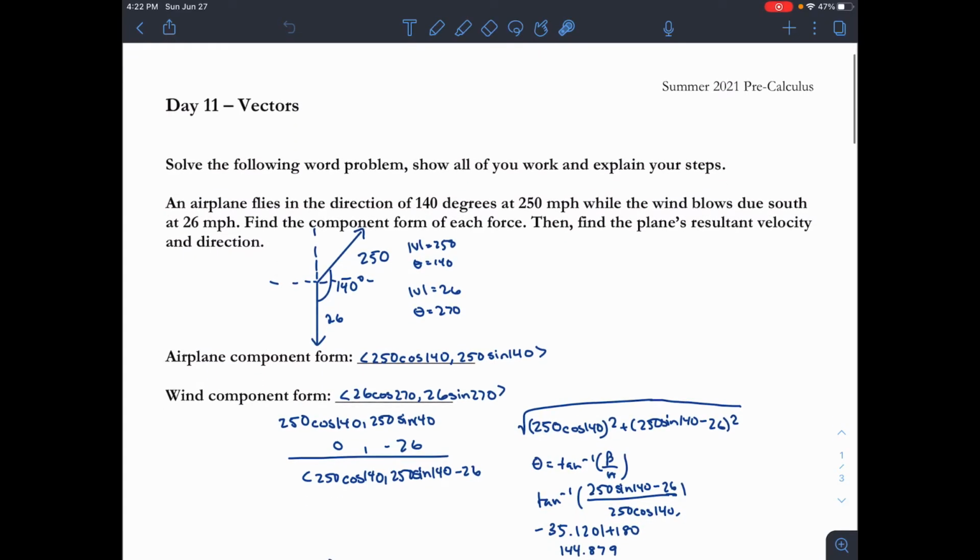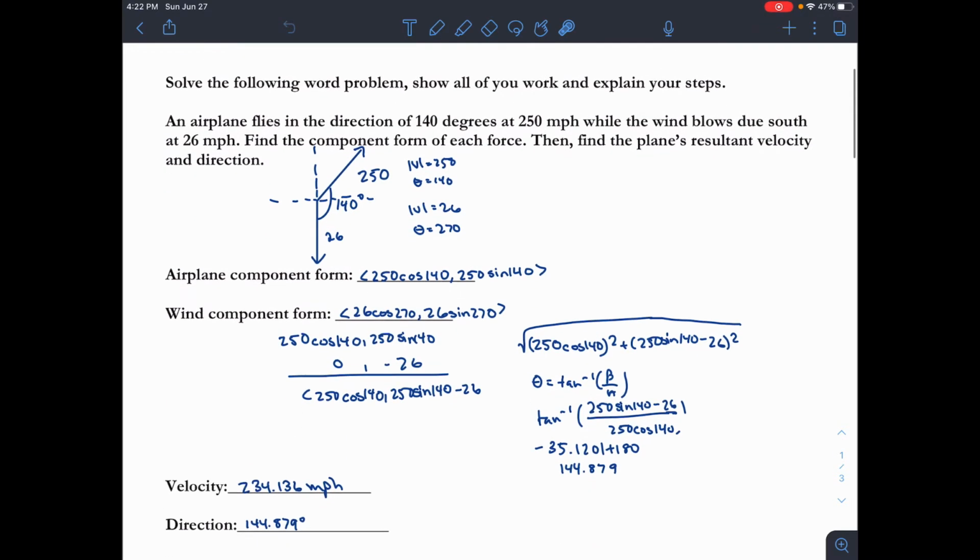Okay, so this is day 11 of the worksheet. So first, we have this word problem. It says an airplane flies in the direction of 140 degrees at 250 miles per hour, while the wind blows due south at 26 miles per hour. Find the component form of each force, then find the plane's resultant vector and direction.